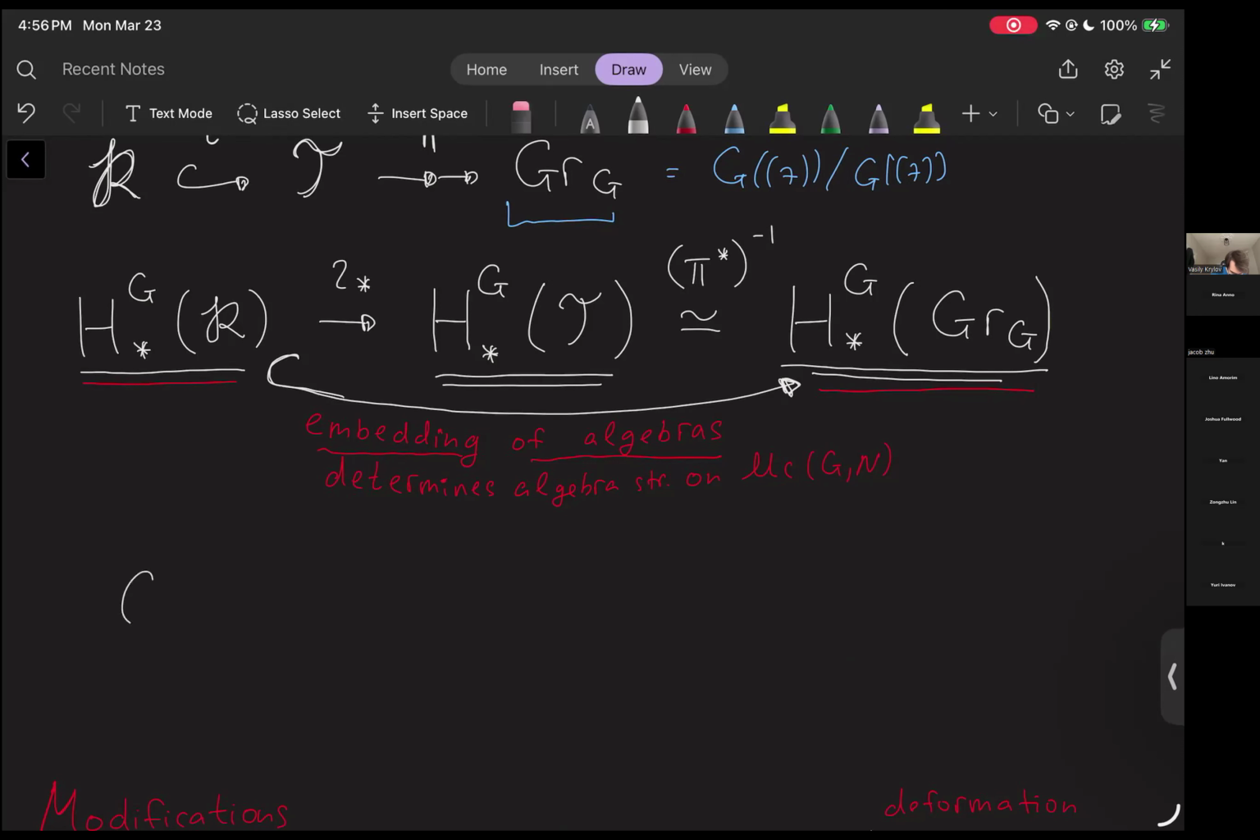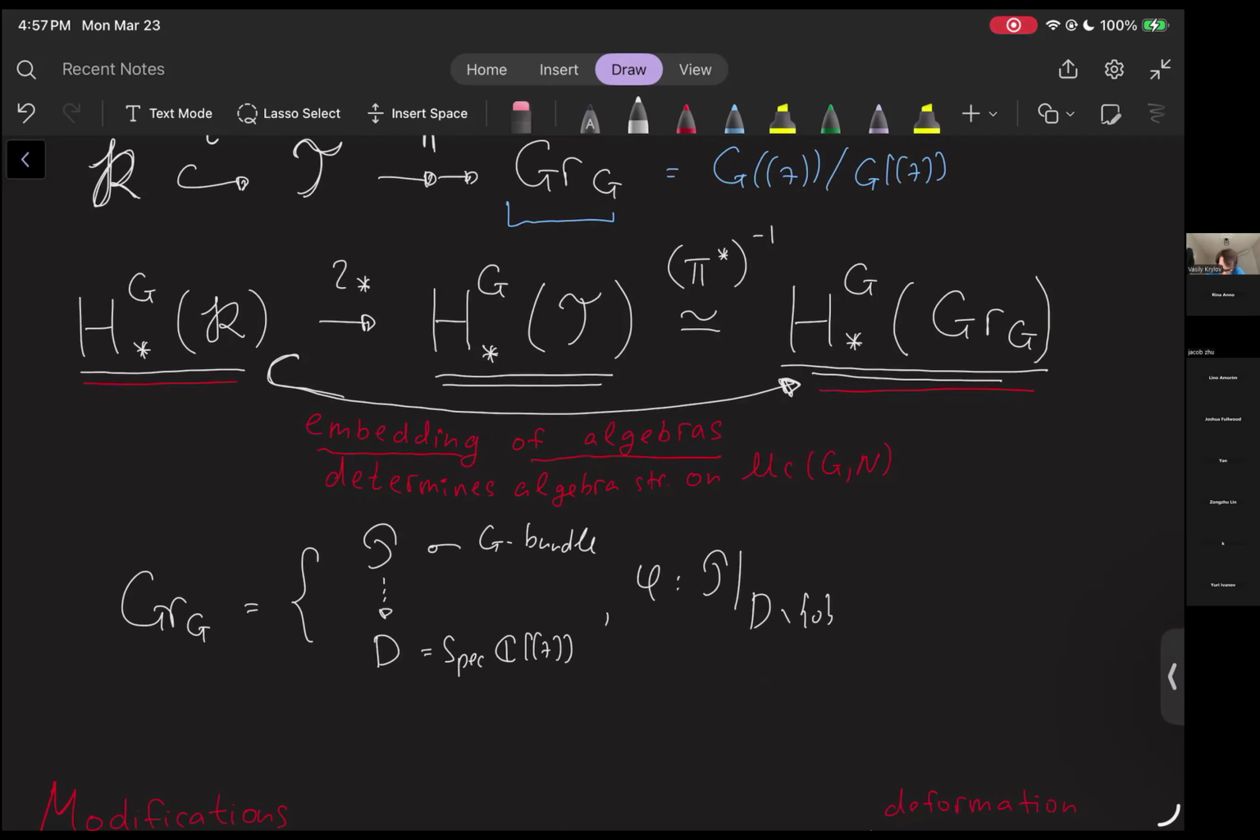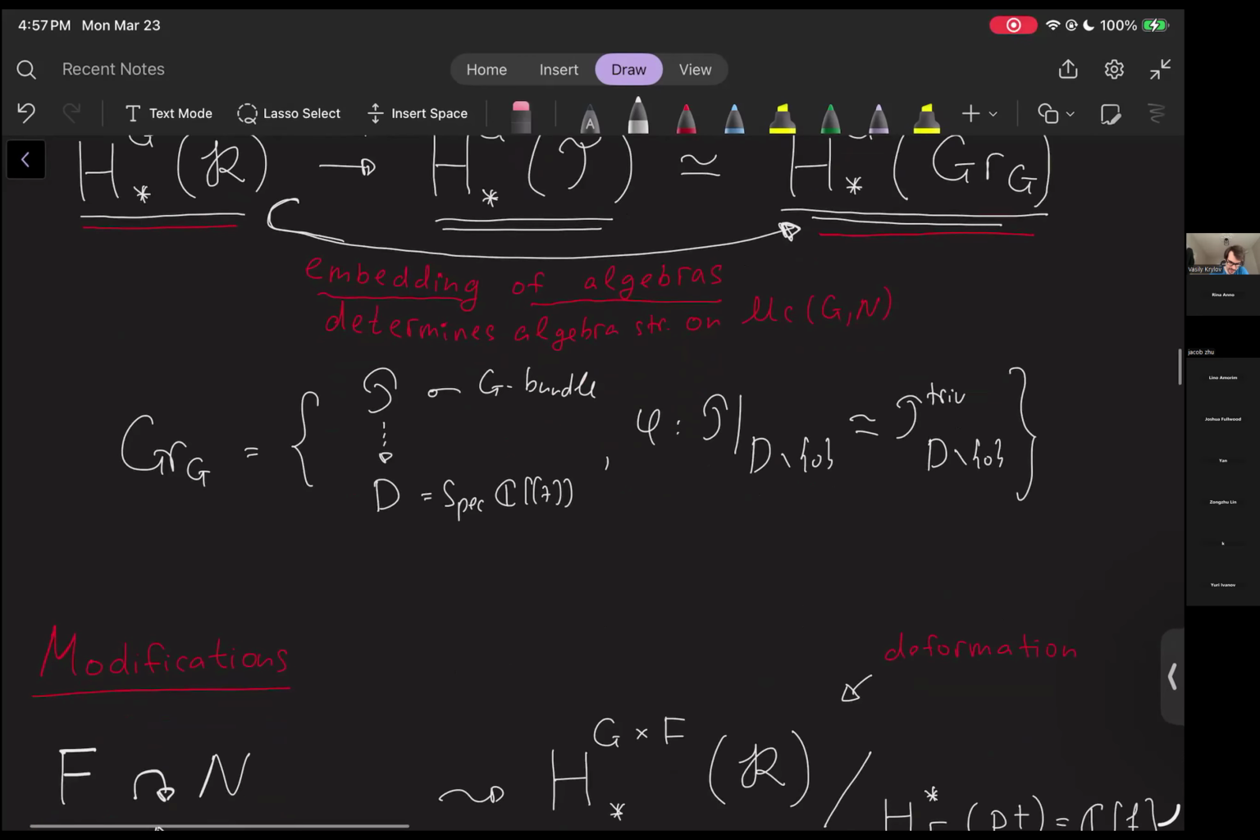Remember that the affine Grassmannian is the moduli space of bundles P on D. This is a G bundle together with the choice of a trivialization on D without 0, and D is the spectrum of C of Z. Here we fix the trivialization, trivial on D without 0. So that's the moduli space description of just the ordinary affine Grassmannian.